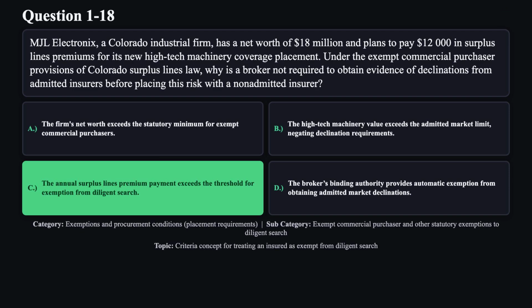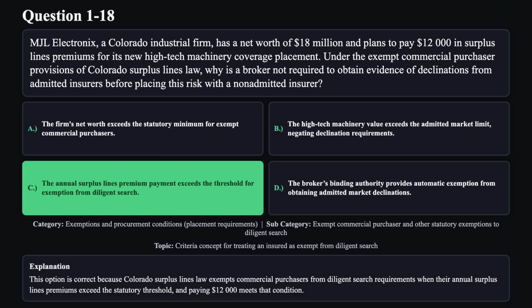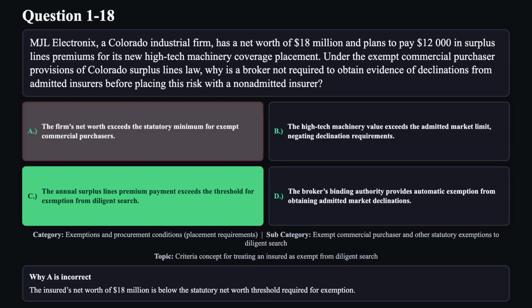The correct answer is C. This option is correct because Colorado surplus lines law exempts commercial purchasers from diligent search requirements when their annual surplus lines premiums exceed the statutory threshold, and paying $12,000 meets that condition. Reason A is not correct. The insured's net worth of $18 million is below the statutory net worth threshold required for exemption.